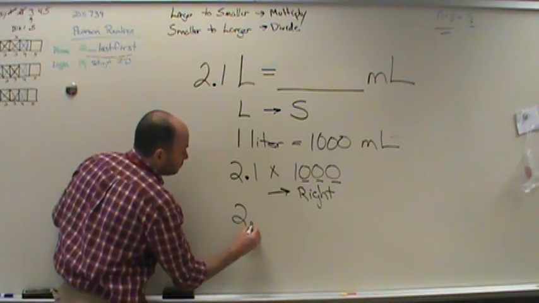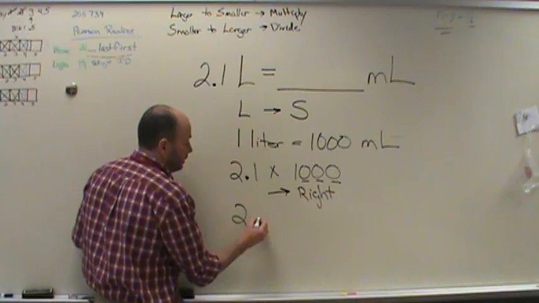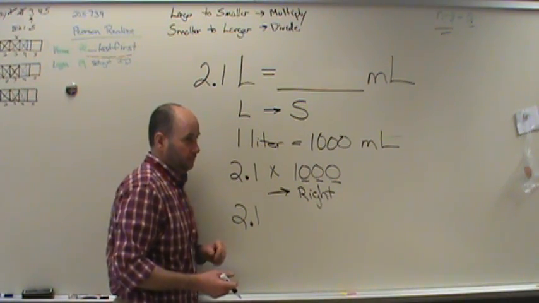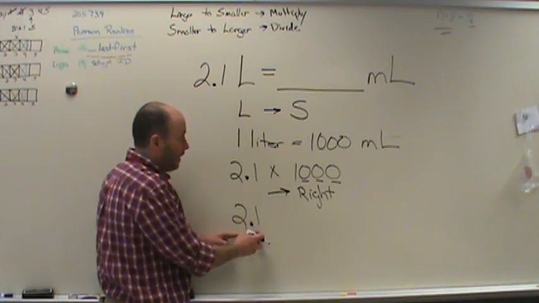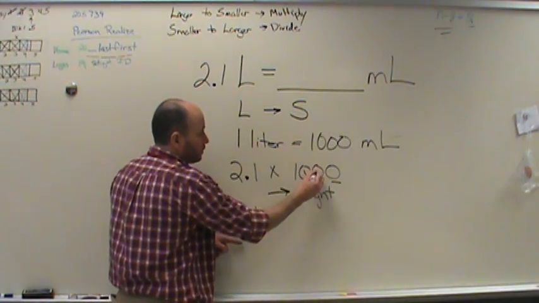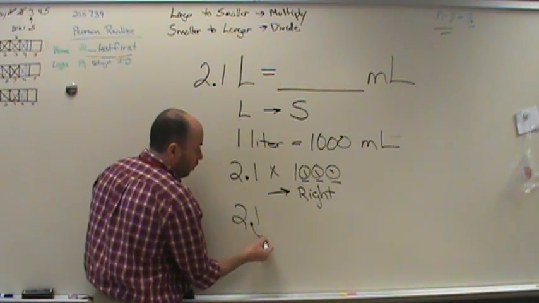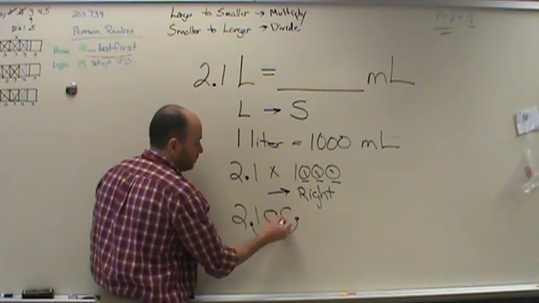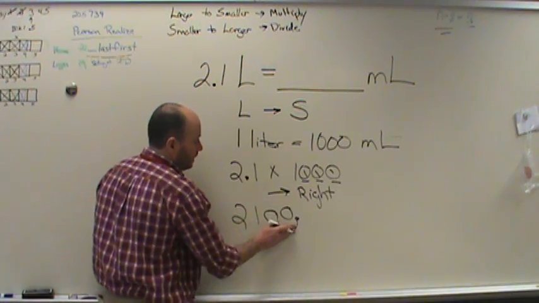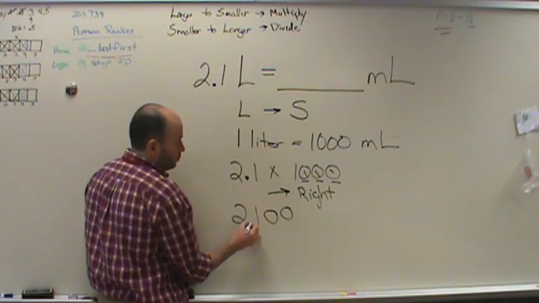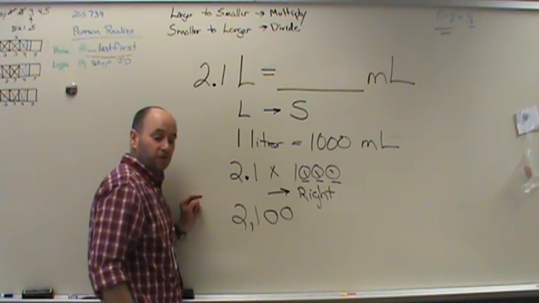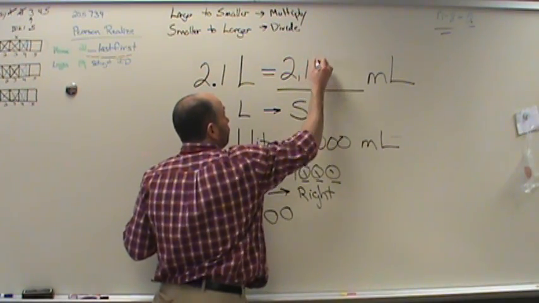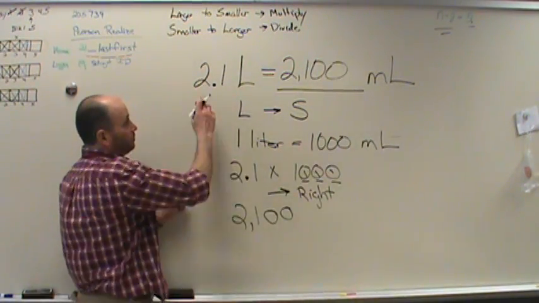So in this case, we have 2.1, so we can multiply by 1,000, moving our decimal 3 places. 1, 2, 3. Add your zeros and take your decimal point, and now you have 2,100. So the answer to that is 2,100 milliliters. Okay?